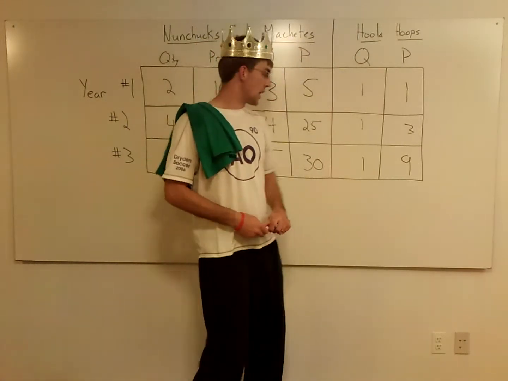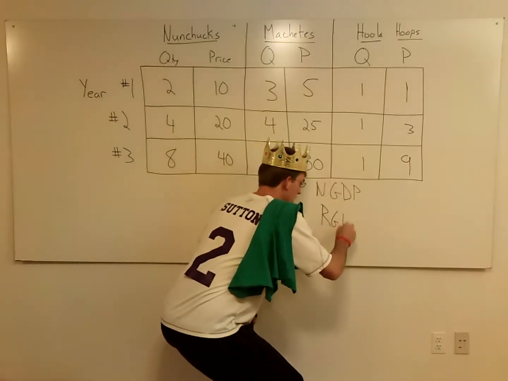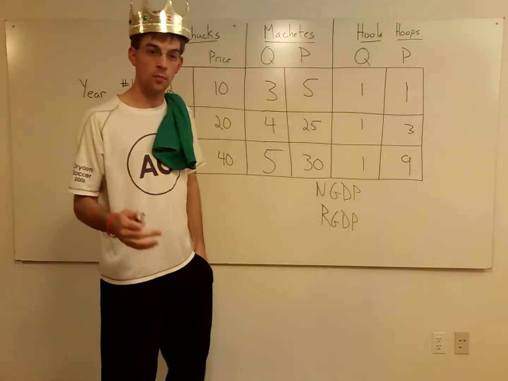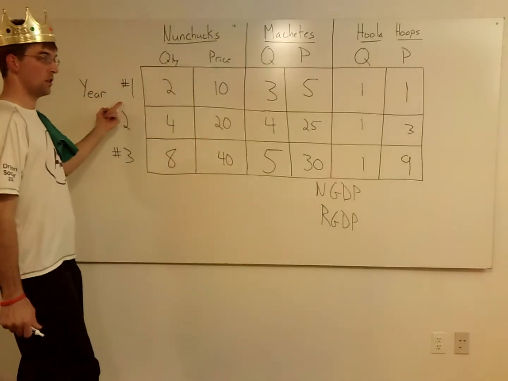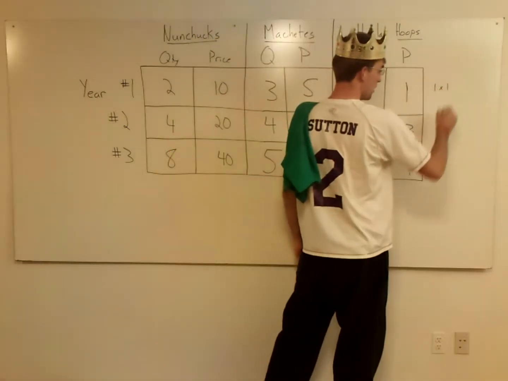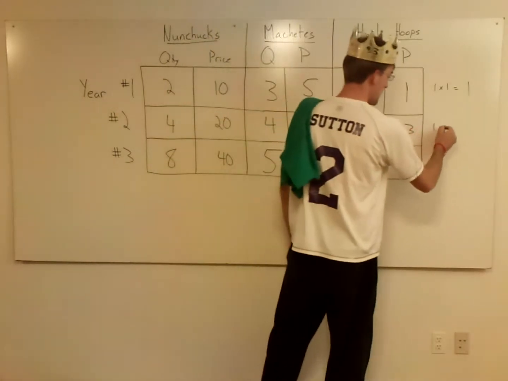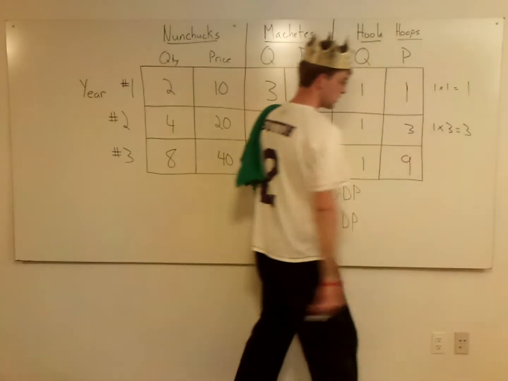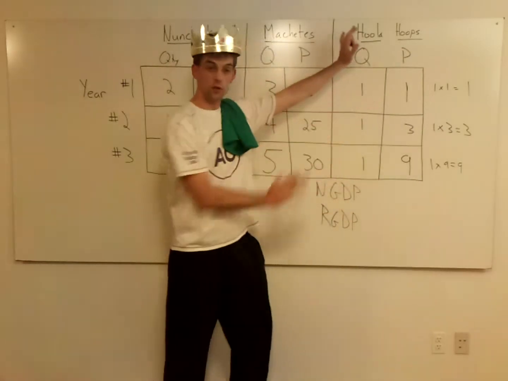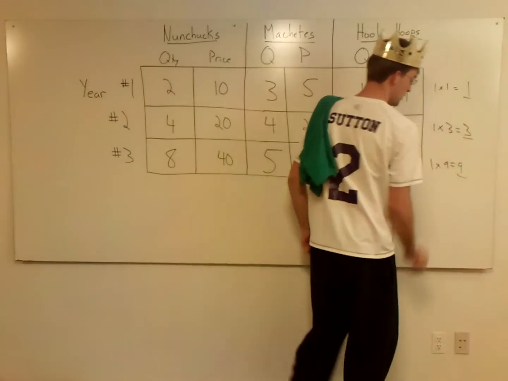So what we're going to do, we're going to check out nominal GDP and real GDP with just our hula hoops here. So nominal GDP, we care about the current price. So in year 1, the current price of a hula hoop is $1. So all you got to do is do 1 times 1, and that gets you $1. 1 times 3 equals $3, and 1 times 9 gets you 9. So we're just worrying about the hula hoops here. We're ignoring everything else. So there are your nominal GDPs.